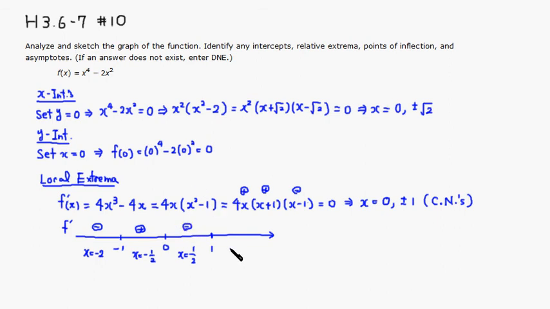Right? So we can try any number bigger than 1. I'll try 2. Then what you get is 4x is positive, 2 plus 1 is positive, 2 minus 1 is also positive. So every factor is positive. So this is positive here.